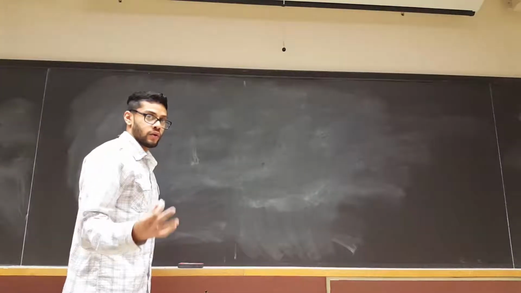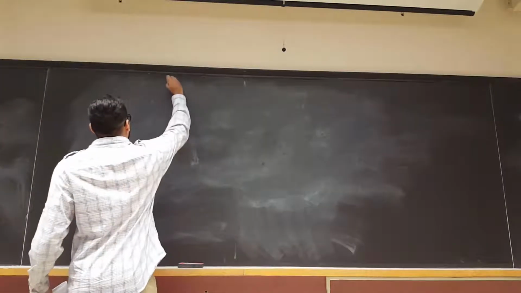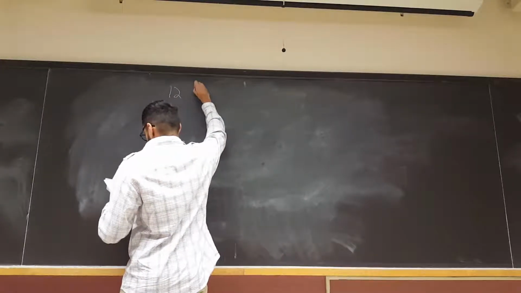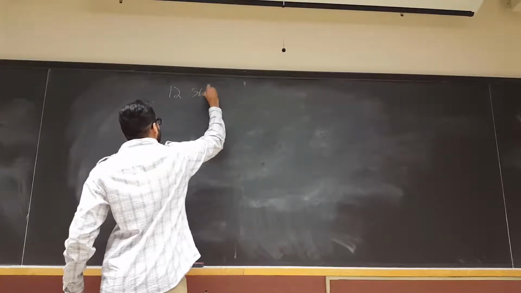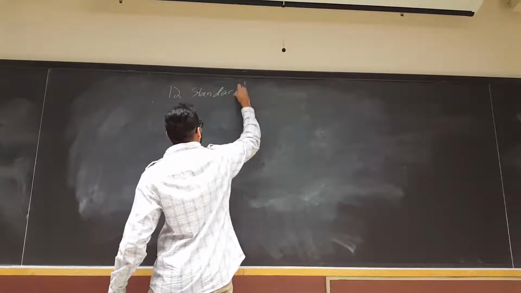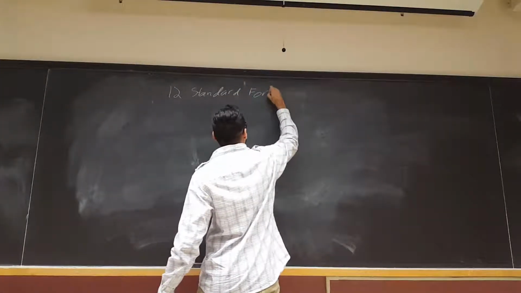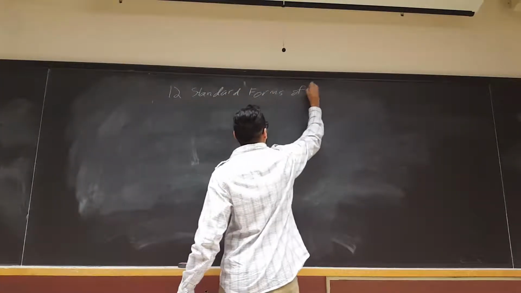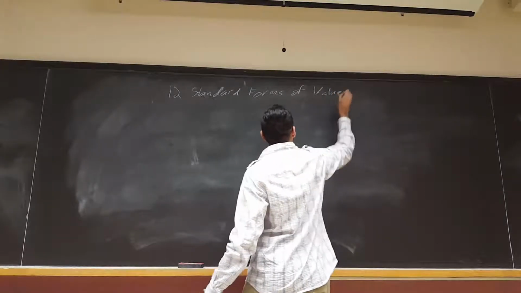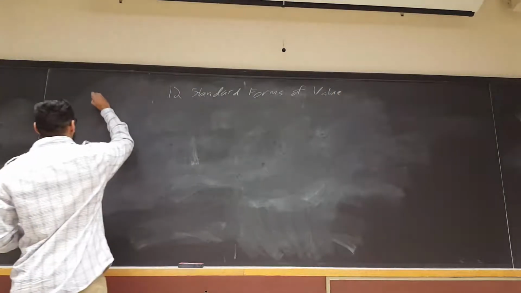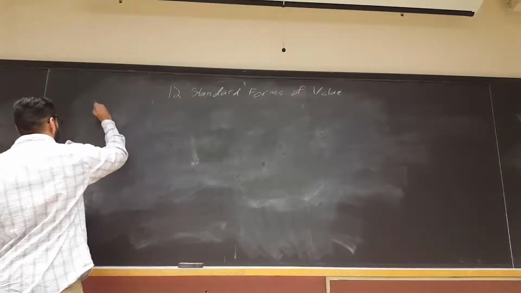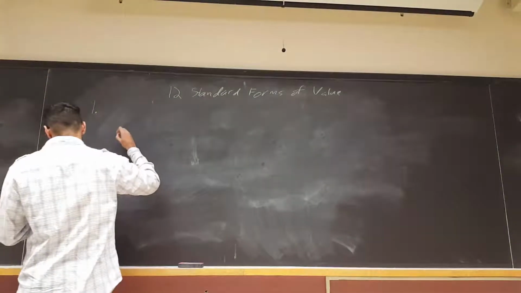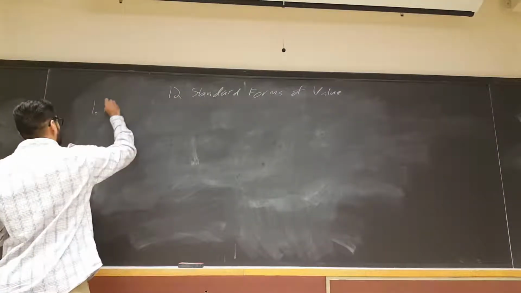What type of value can you give to your customers? Okay? There's 12 types. 12 standard forms of value. Alright? There's 12 of them. You guys can look this up. They're pretty self-explanatory, but I'll give you a little bit of a description.